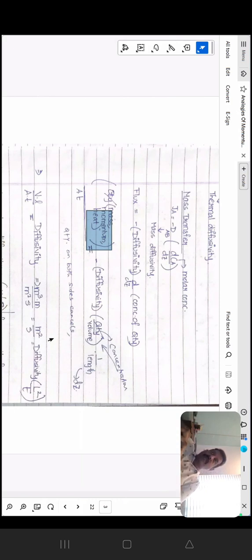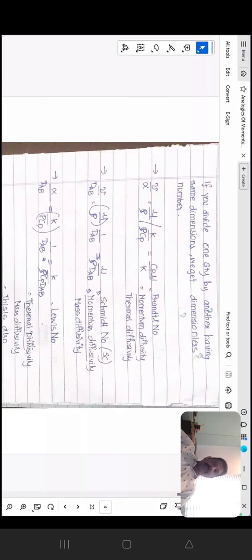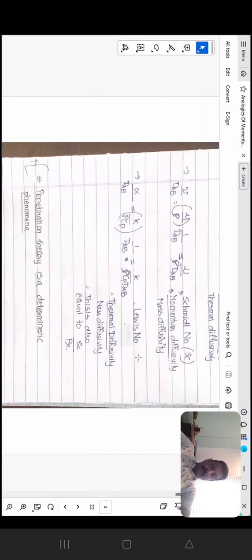So how can we write flux? Quantity of a particular substance per unit time per unit area, into the constant of proportionality, into the concentration of a quantity per unit volume, right? So the quantity cancels, and the unit of the constant of proportionality, the diffusivity, comes out as meter square per second, right? So if you divide one by the other, I'll get different dimensionless groups. One is the Prandtl number, Schmidt number, Lewis number, and so on, right?